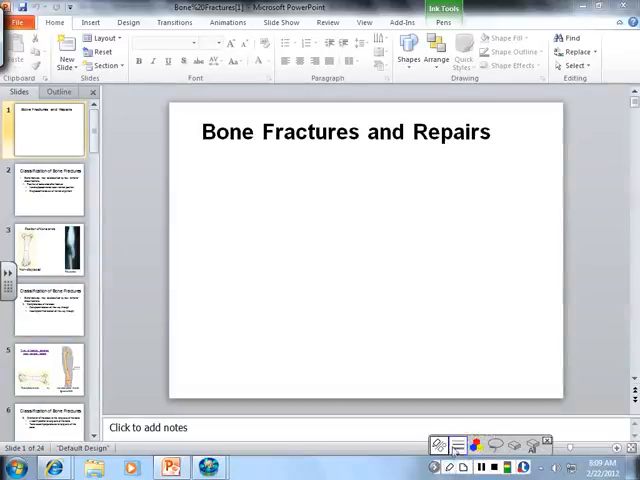Okay, so today we're going to do bone fractures and repairs. So basically we're going to talk about what type of breaks you may see in the real world setting, and then how bones actually heal themselves.